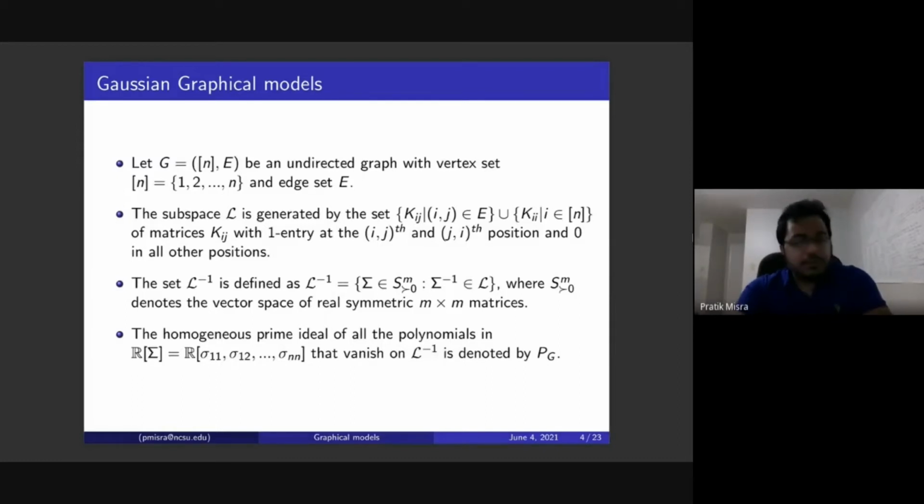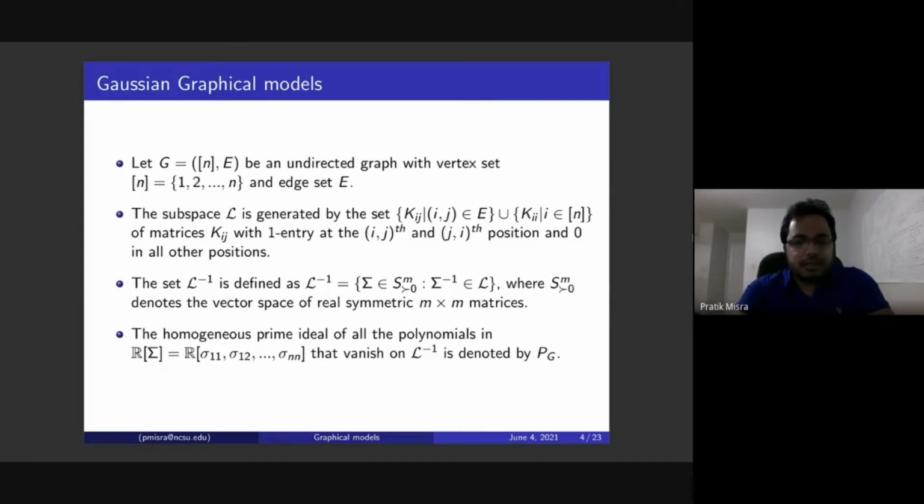Using the subspace L, we define a set called L inverse, defined as all those symmetric matrices whose inverse lies in L. And the homogeneous prime ideal of all polynomials in the polynomial ring R[sigma] that vanish on L inverse is denoted by P sub G. In the previous example, we computed the vanishing ideal for a set of points, but over here, we'll be computing the vanishing ideal for a set of matrices. So that's the concept over here.